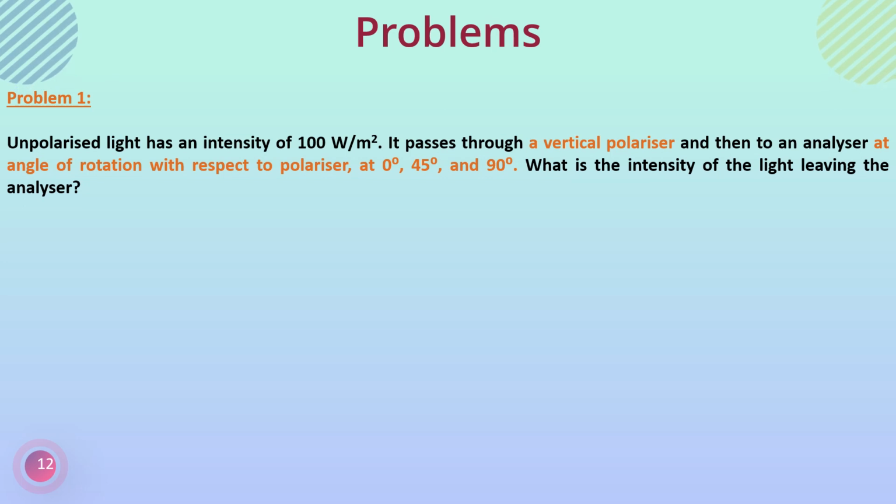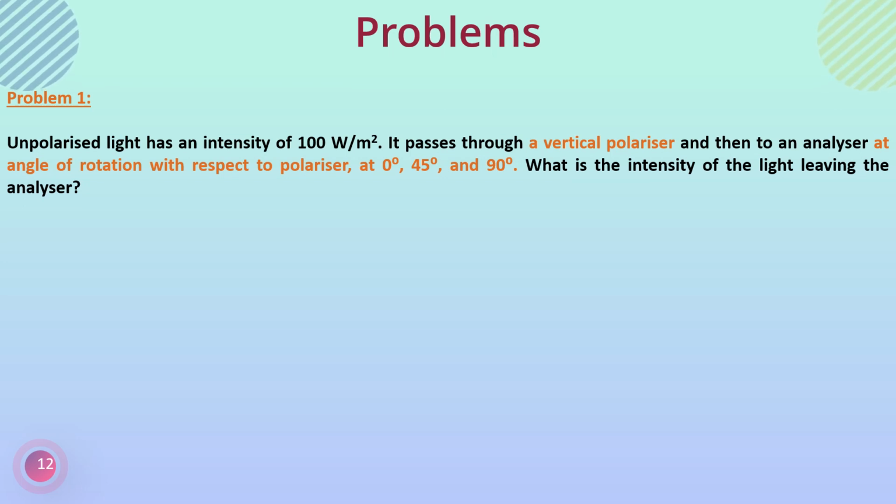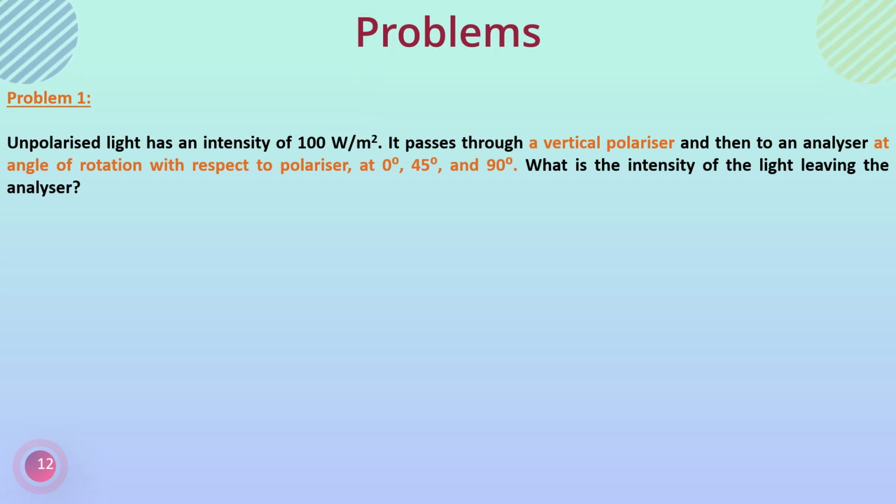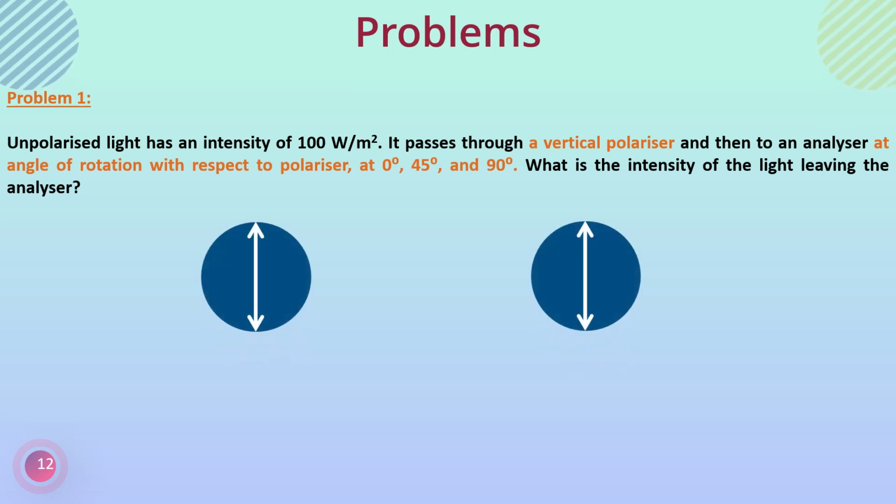Okay, now let's start with some problems to solve different problems about this topic. Unpolarized light has an intensity of 100 watts per meter square. It passes through a vertical polarizer. Vertical polarizer means it will only allow the vertical axis to pass through. And then it passes through an analyzer at an angle of rotation with respect to the polarizer at these three different angles. What is the intensity of the light leaving the analyzer?